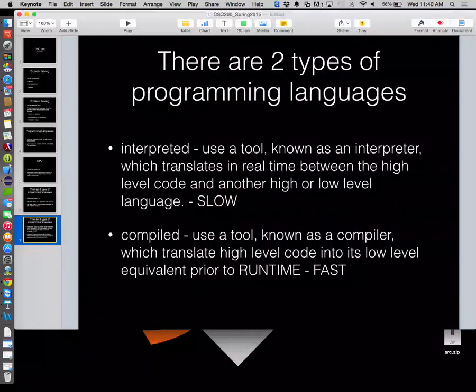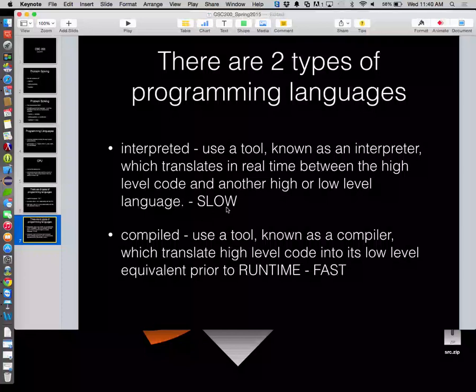All right, so punchline here being interpreted, I want you to think slow in a relative sense, though. Computers are really fast. Compiled, think about fast, again, relative. The other thing is, we're just kind of adding the other thing, so let's call this prior to runtime, add.